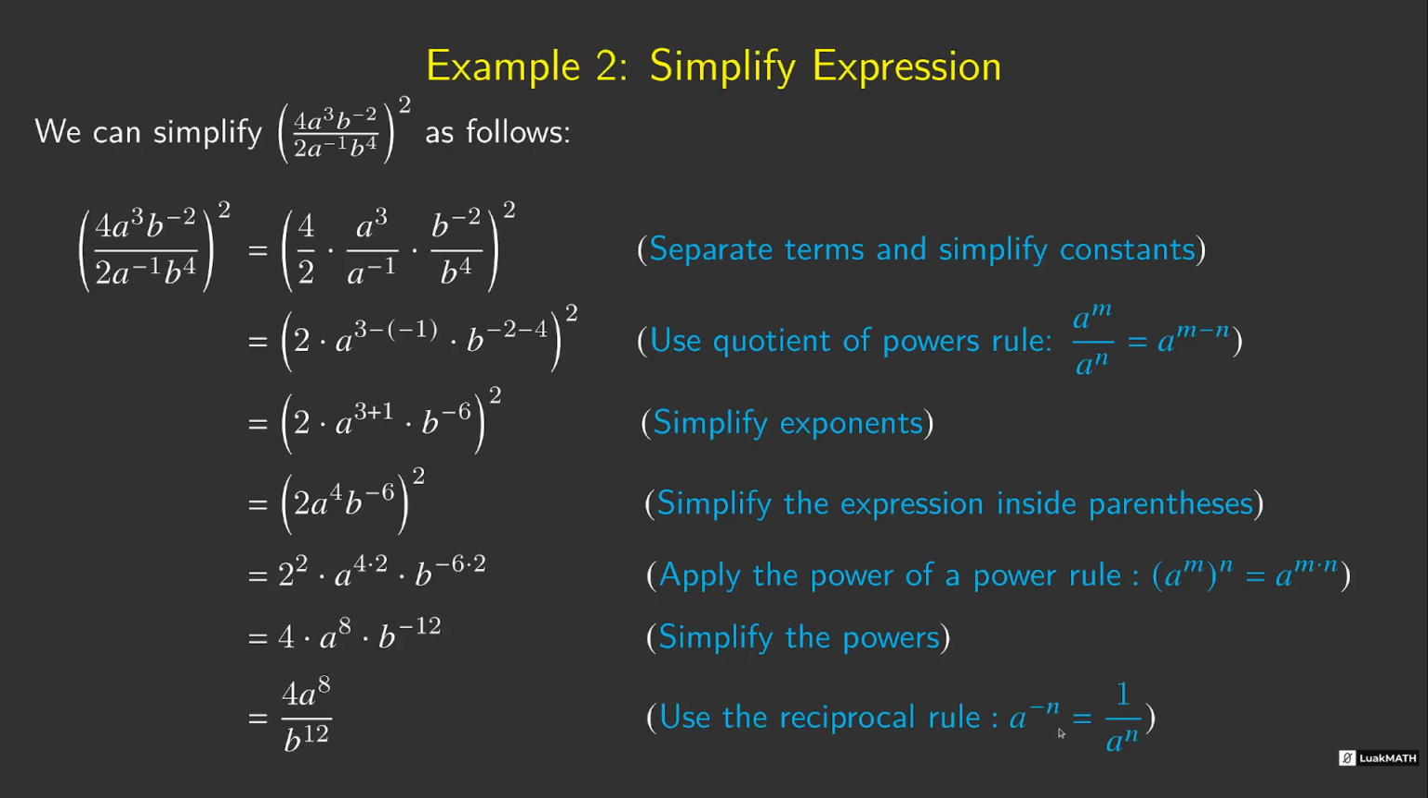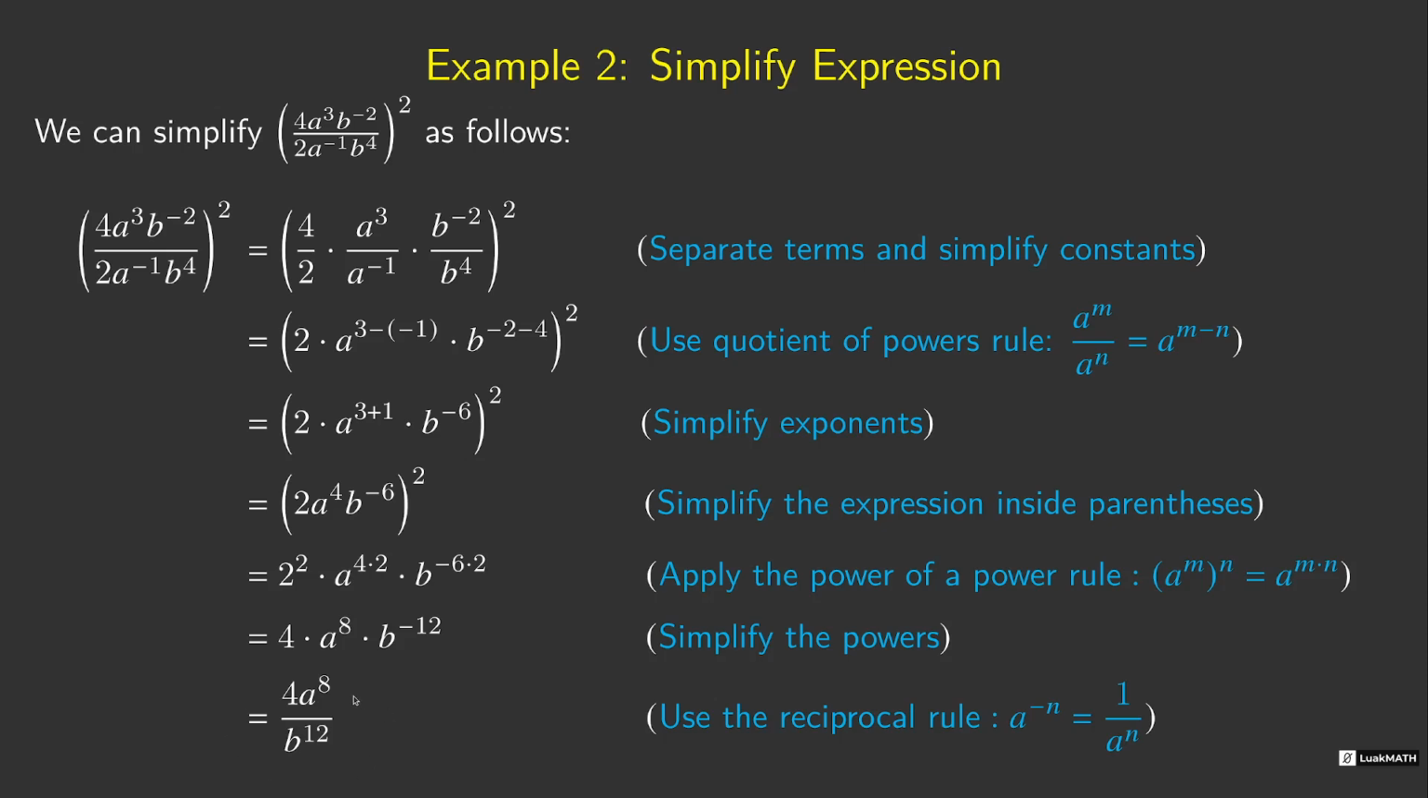And that is using the reciprocal rule. Because I don't like the minus sign in the exponent for b here, I can take it downstairs, and that way I can lose the minus sign. So a raised to minus n becomes 1 over a raised to n. So instead of b raised to minus 12, when I take it downstairs, I get b raised to 12. Okay, so this whole expression here reduces to this expression right here.